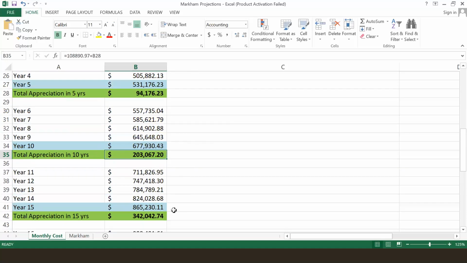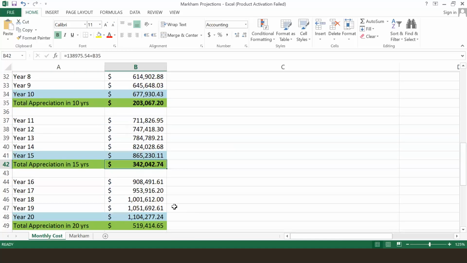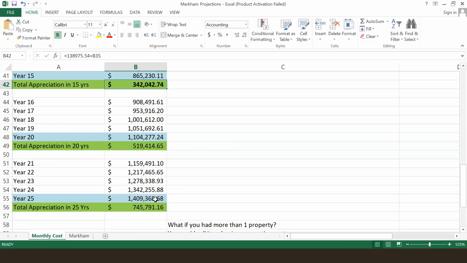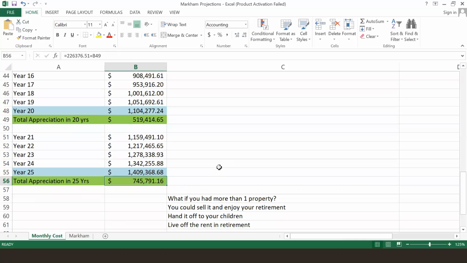Now let's say I hold it for 15 years. At a 5% appreciation rate year over year, the property should now be worth $865,000. My total appreciation would have been $342,000. Now let's take it further, all the way to year 25. Let's say I hold this property for a full 25 years. At a rate of 5% year over year appreciation, this property in 25 years should be worth approximately $1.4 million. My total appreciation in 25 years should be approximately $746,000. Now, these are phenomenal numbers.